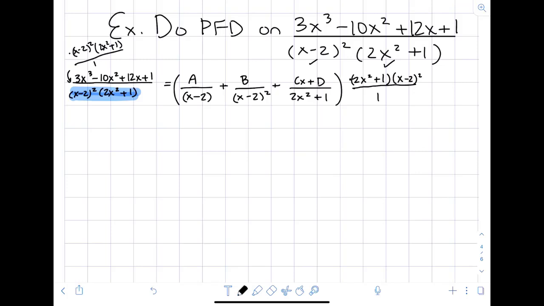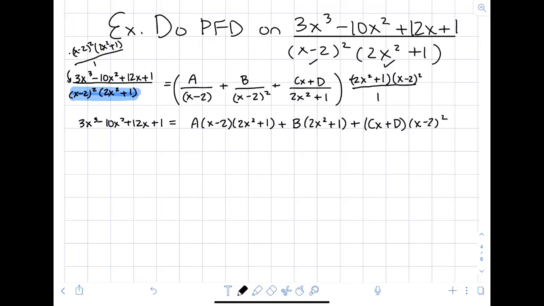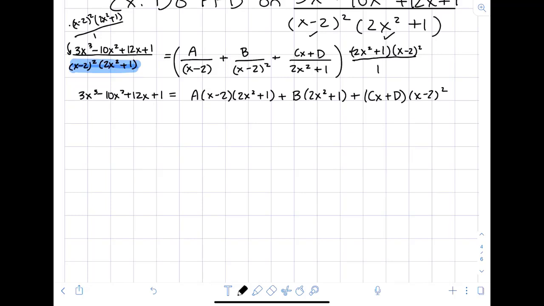Okay, so let's look at what happens when we multiply our fractions through. On the first term, on the left-hand side, the fractions are going to cancel, leaving 3x cubed minus 10x squared plus 12x plus 1. And on the right-hand side, A is going to be multiplied by just one of the x minus 2 factors, because one of them will cancel, and then it will be multiplied by 2x squared plus 1. We'll need to do a little bit of work to figure out what that is. For the second term, both of the x minus 2 squareds are going to cancel, and it'll leave us with 2x squared plus 1 times the B. And then for our third term, the 2x squared plus 1 will cancel, and we'll have Cx plus D times x minus 2 squared.